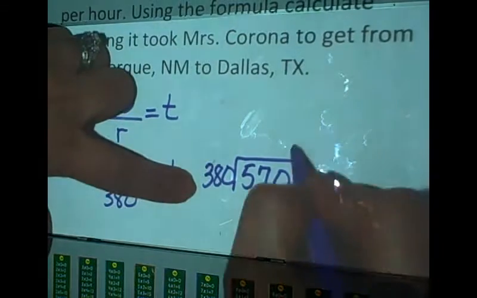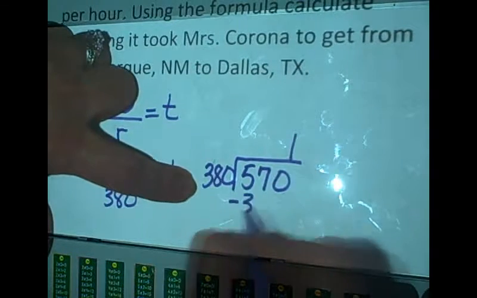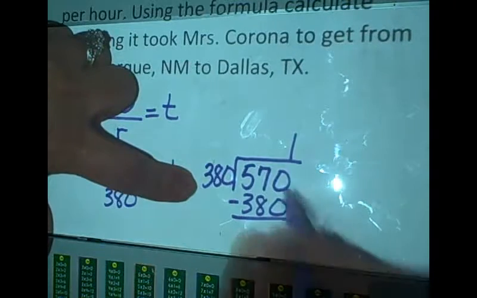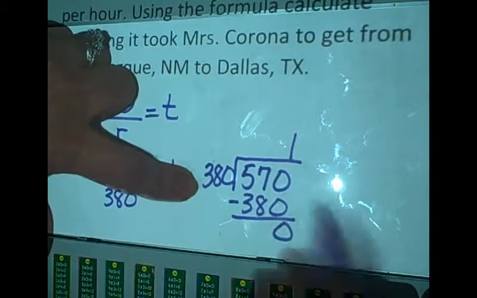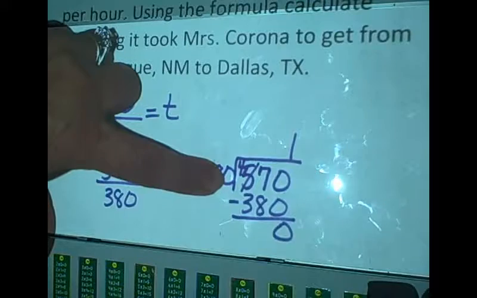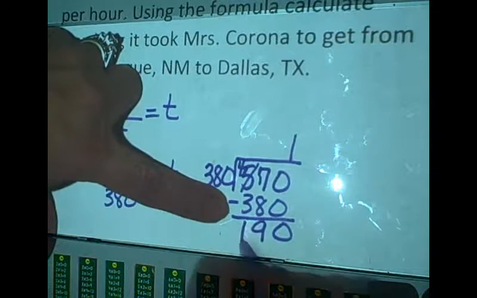380 can go into 570 one time. I'm going to subtract my 380 from 570. 0 minus 0 is 0. 7 minus 8 I cannot do, so I'm going to go next door and borrow from my 5. Make that a 4. My 7 becomes a 17. 17 minus 8 is 9. 4 minus 3 is 1.